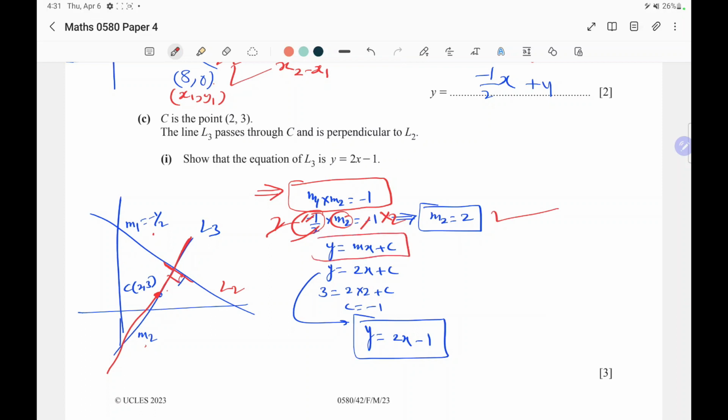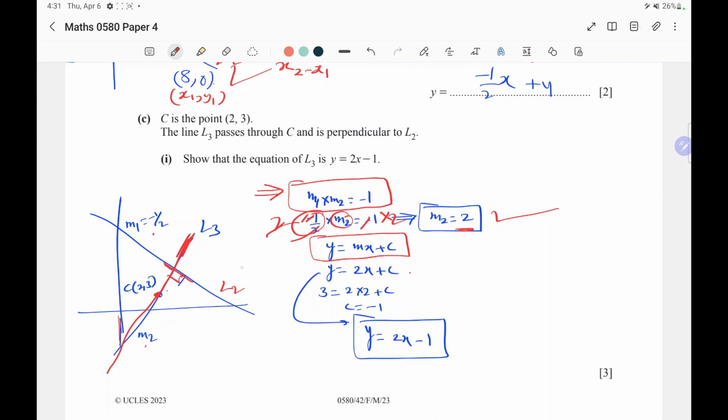Now y equals mx plus c. In general, we write the equation of any straight line like this. So for this L3, m is 2. So y equals 2x plus c, but the y-intercept is not available, right? This length is not available, so we cannot write c directly.